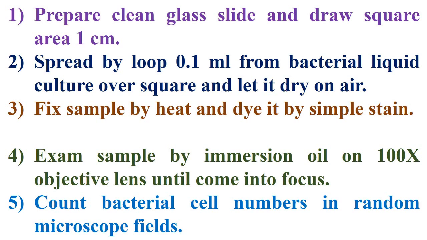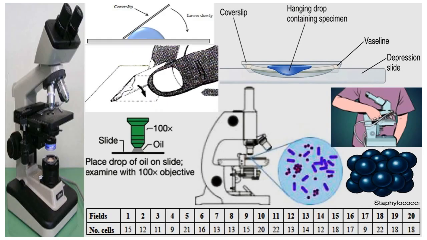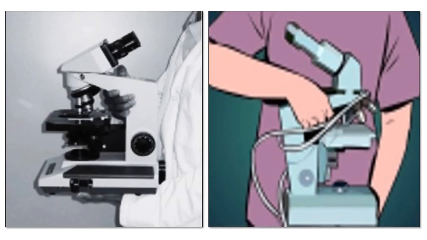in random microscope fields. In this slide, we mention how to manipulate the glass slide to be used in the light microscope for bacterial cell counting, and the table inside shows the divisions of fields and the number of bacterial cells in each division, which must be drawn on a paper sheet for each sample. Additionally, this slide demonstrates how to load the light microscope before and after work.